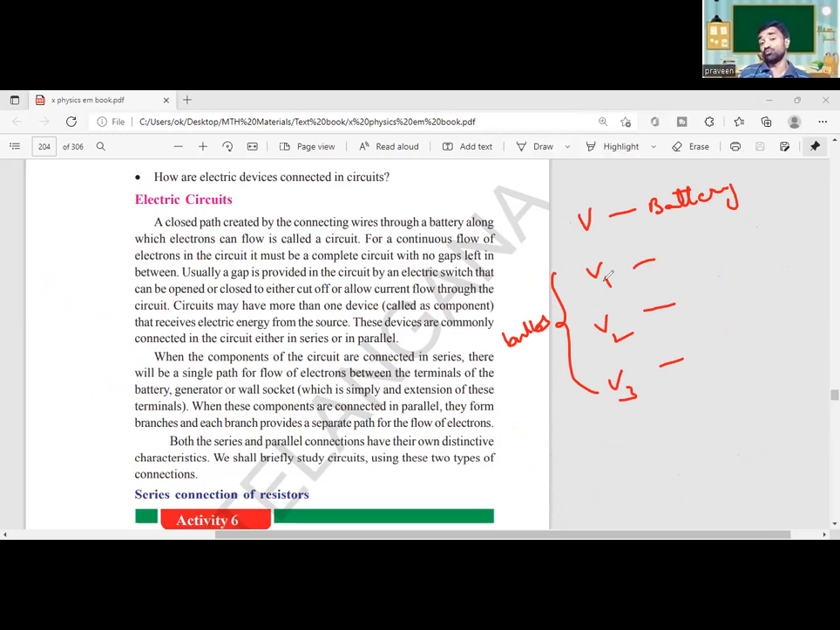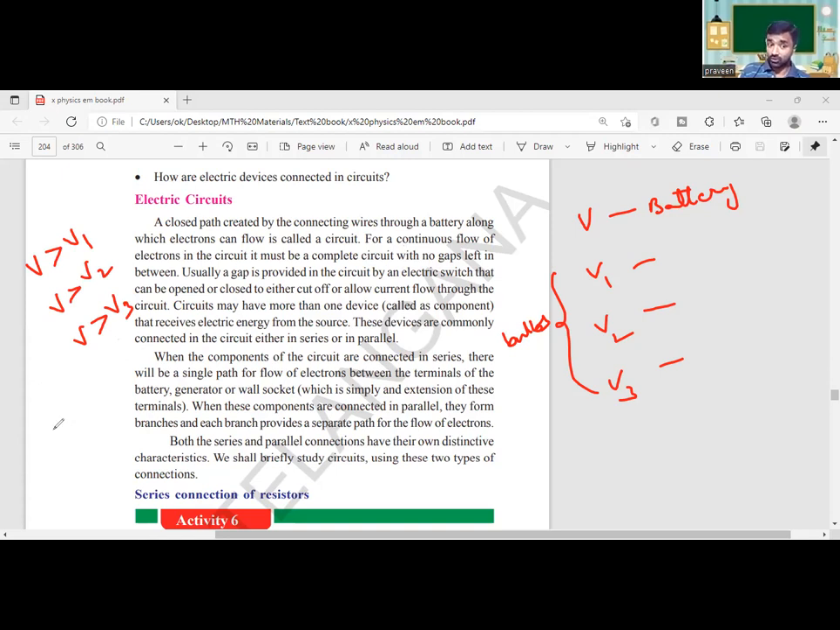Then try to make a relation between the voltages. What do you find? Individually, if you compare V1 with V, V2 with V, V3 with V, what you observe is V is always greater than V1, V greater than V2, V greater than V3. Then compare V1, V2, V3 also. You can make a relation. Every time you can find that one is less than the other, right?